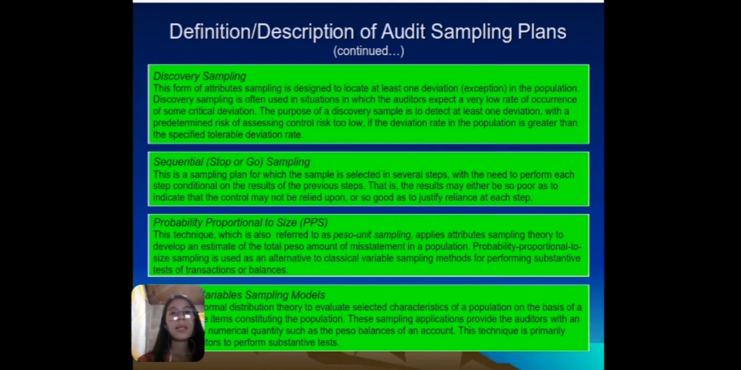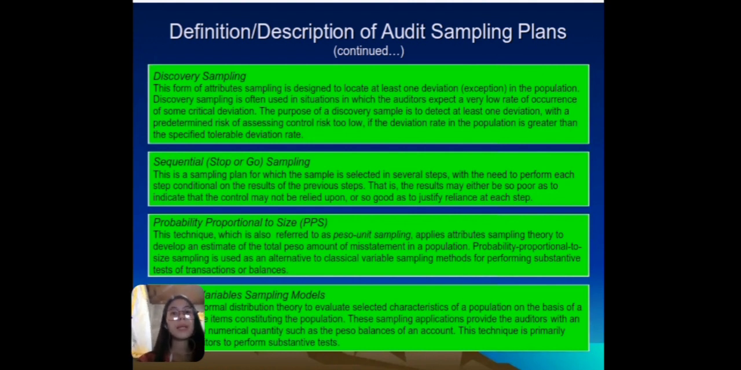The next one is the sequential or stop-or-go sampling. This is a sampling plan for which the sample is selected in several steps, with the need to perform each step conditional on the results of the previous step. The results may either be so poor as to indicate that the control may not be relied upon, or so good as to justify reliance at each step.